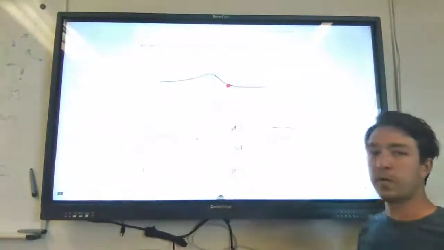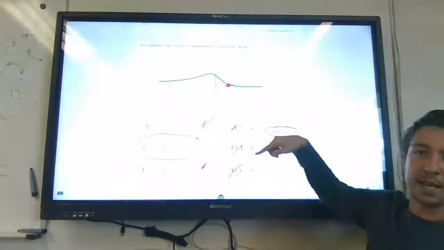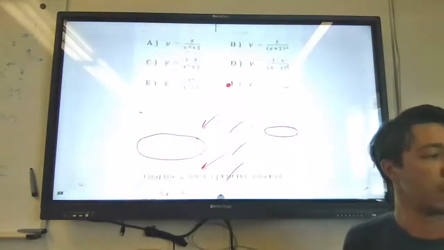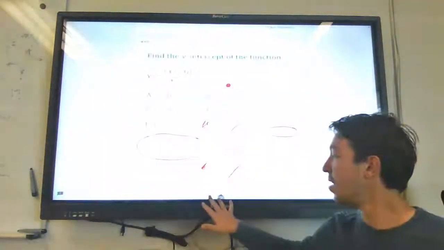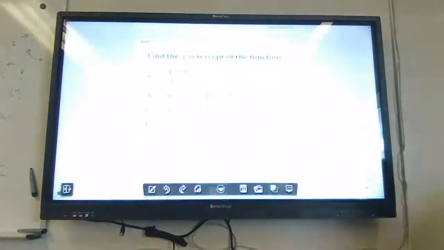Where would these guys touch the x-axis? A and E would touch the x-axis where? 0, the origin. Never. The y-intercept.